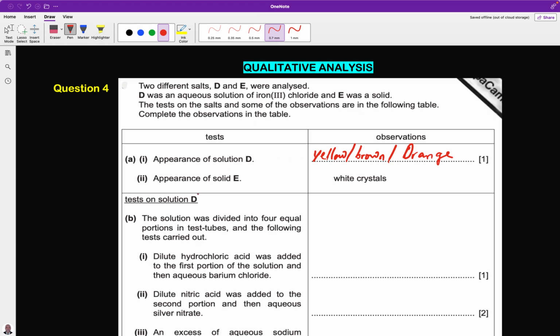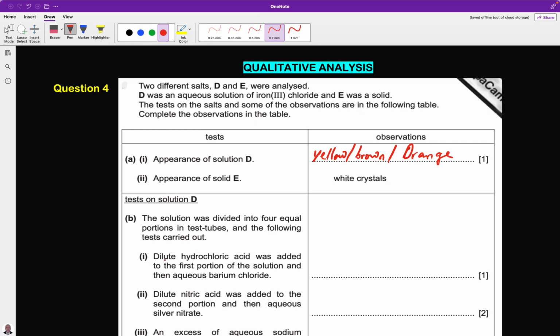Now, appearance of solid E. Solid E is a white crystal. Now they are telling you, tests on solution D. Remember, solution D is iron 3 chloride. The solution was divided into 4 equal portions in test tubes, and the following tests were carried out.